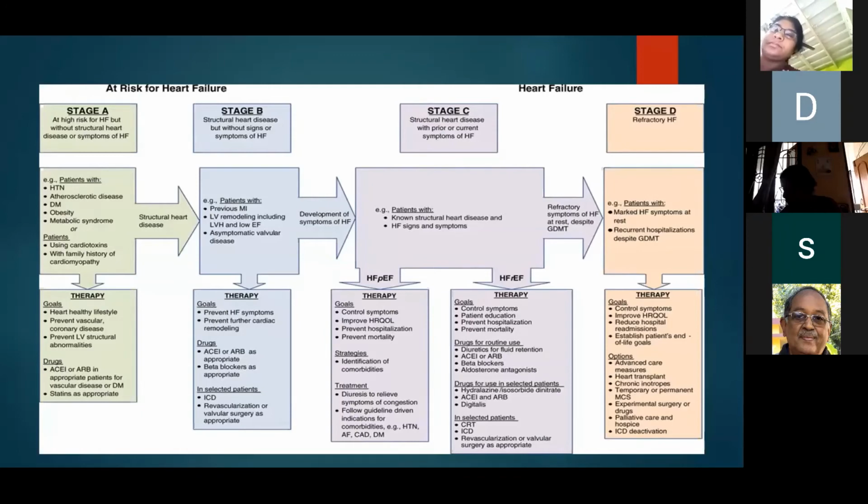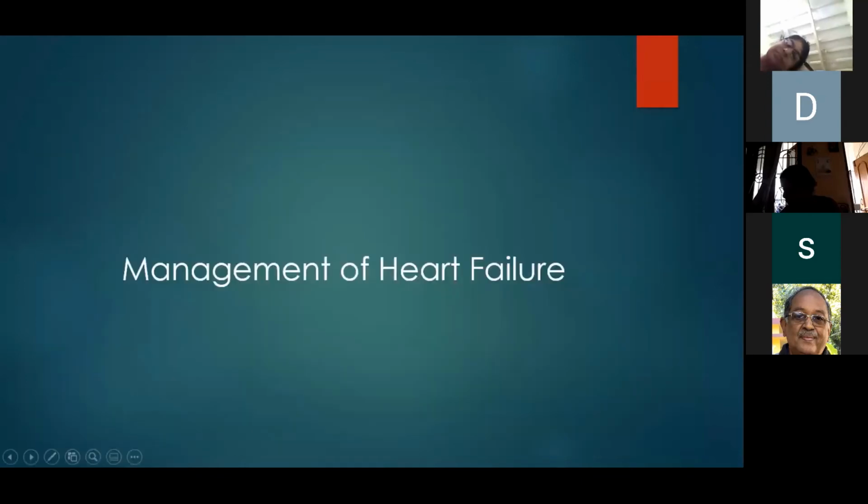So far, we've been talking about anatomy of the heart, pathophysiology, different classifications of heart failure, and how do we manage each stage. Okay. So, having said this, let's move on to management of heart failure.